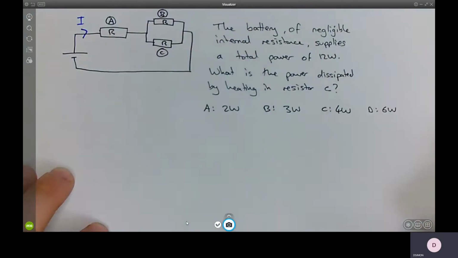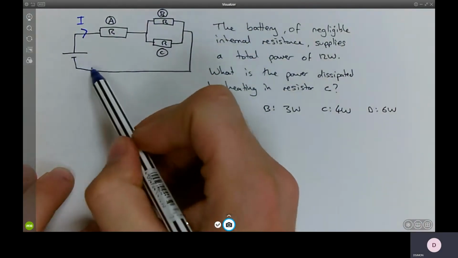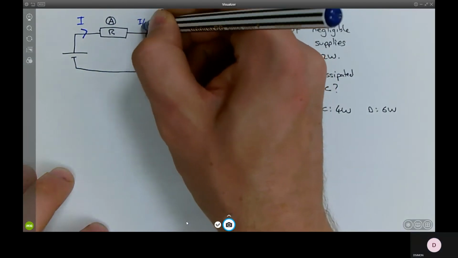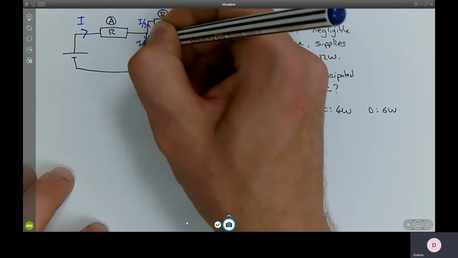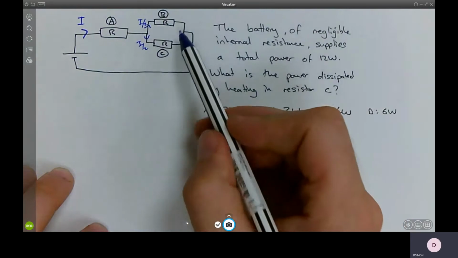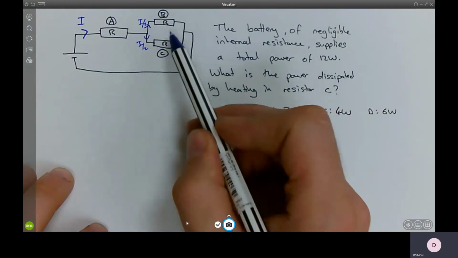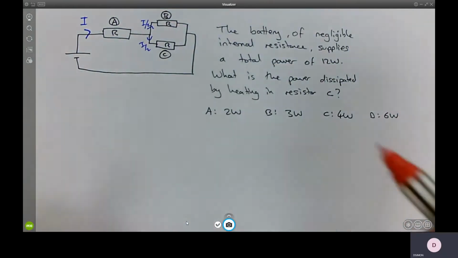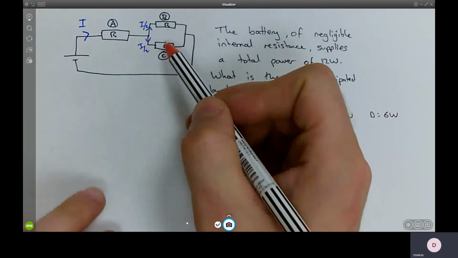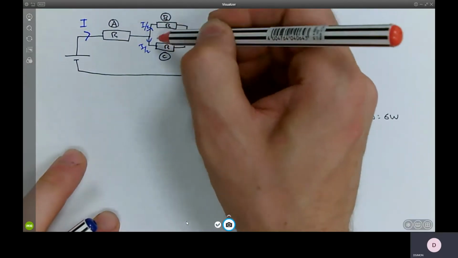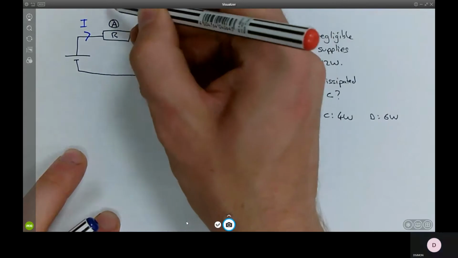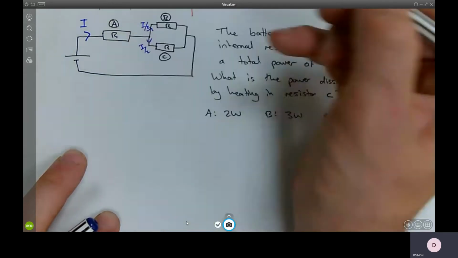There's going to be a current I that travels round from the battery, and then as it splits in the parallel section, there's going to be a current I over 2 because each of these resistors are identical, resistance R. We can then think what the potential difference is going to be. So these two resistors are in parallel, so the equivalent resistance of these two resistors in parallel is going to be R over 2. And this resistor here is R.